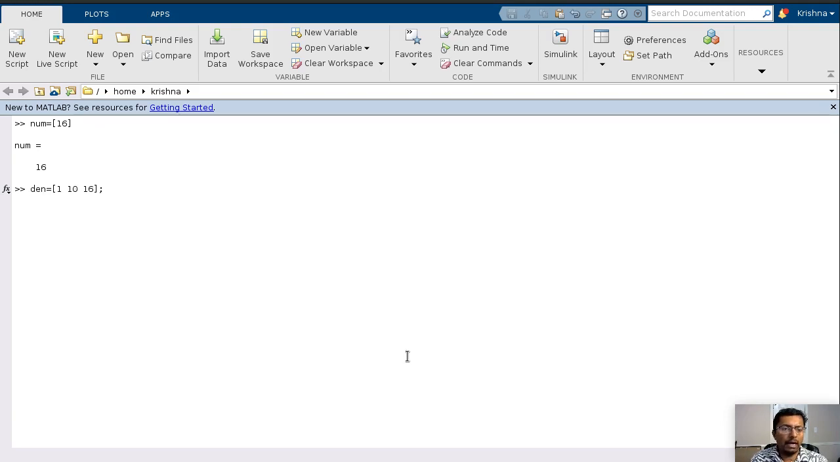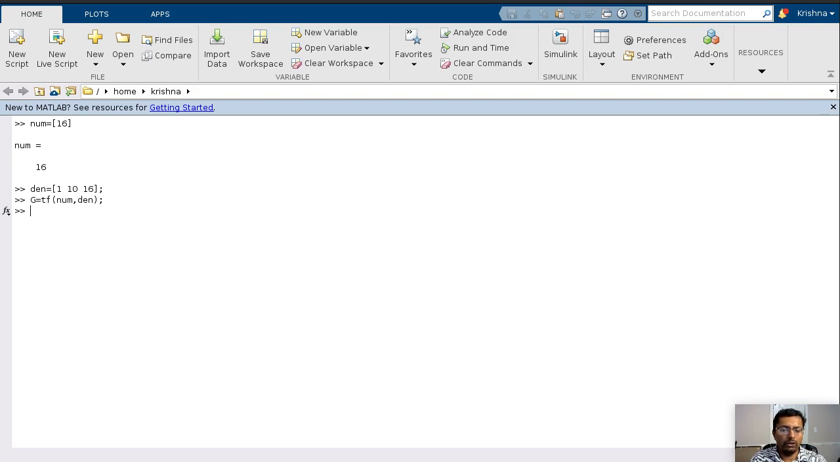So we're going to go add the semicolon. So this becomes denominator is 1, 10, 16. So now it doesn't print anything. And then what I'm going to do is create a transfer function. We'll call that G. So this is going to be G is TF of numerator, comma, denominator. So this creates our transfer function.